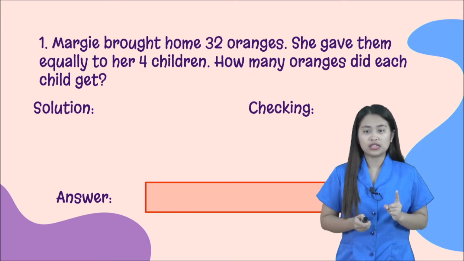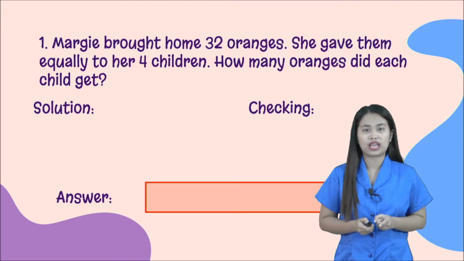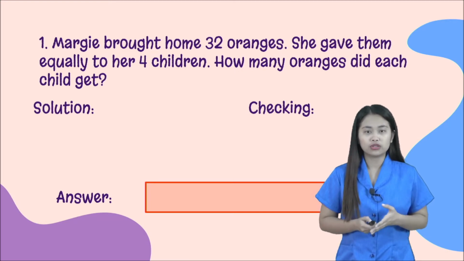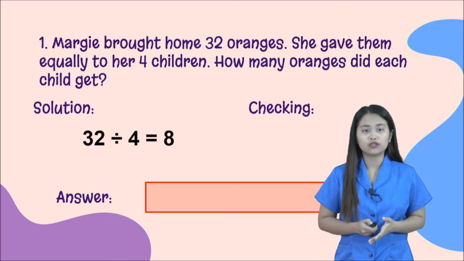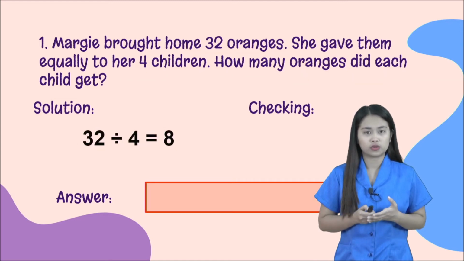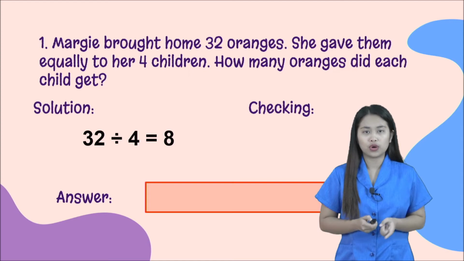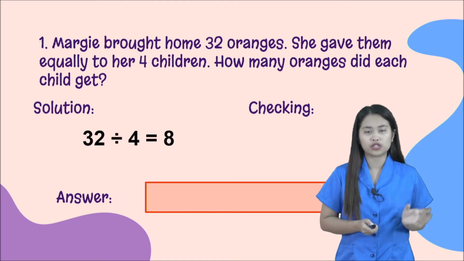So we saw the word each there. So it's definitely division. And we have the given facts, 32 oranges and 4 children. So the solution is 32 divided by 4 is equal to 8. And how are we going to check? We are going to use multiplication. So we have to multiply the divisor and also the quotient from our solution.